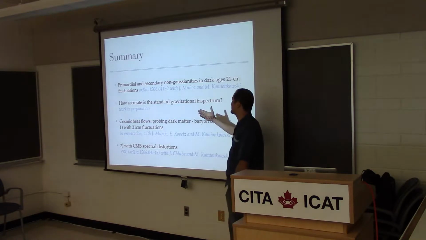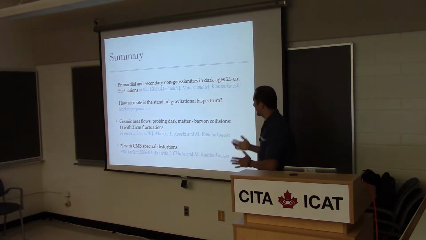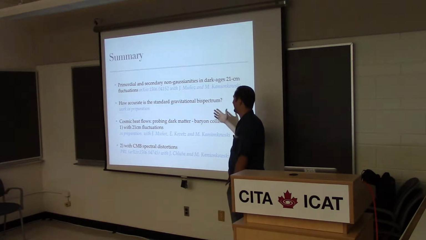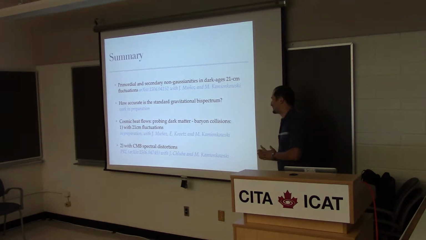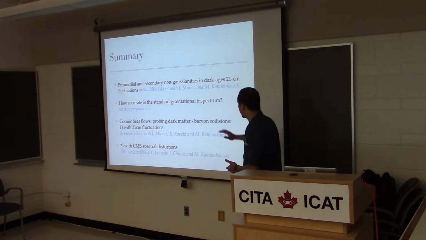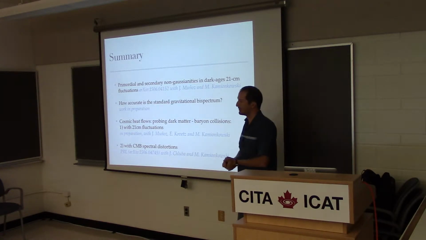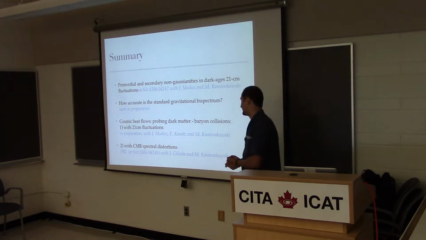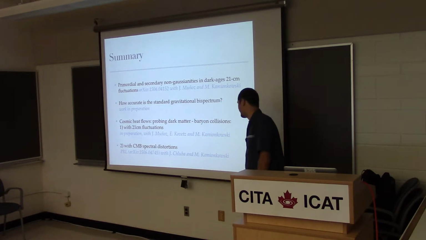And in particular, I will mention that the secondary non-Gaussianities are really large. I will briefly talk about some work in progress, which is on how accurate is the actual standard expression for the gravitational bispectrum. And on the second part of the talk, I will talk about how to probe dark matter baryon or dark matter photon interactions within the early universe, either with 21 centimeter fluctuations. This is also work in preparation with Julian Munoz, Eli Kovets, and Mark.